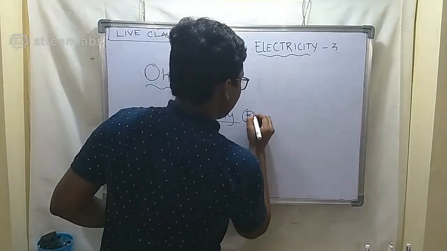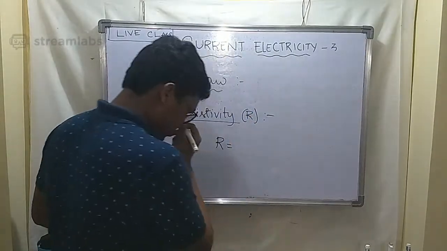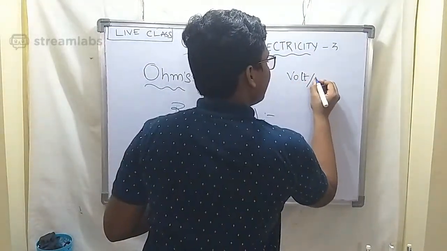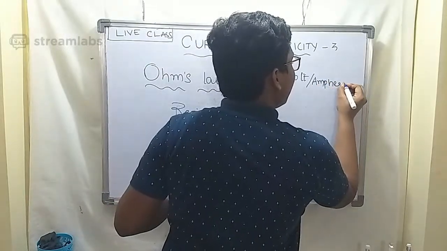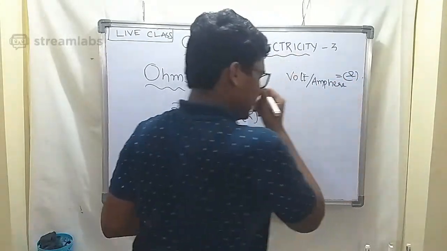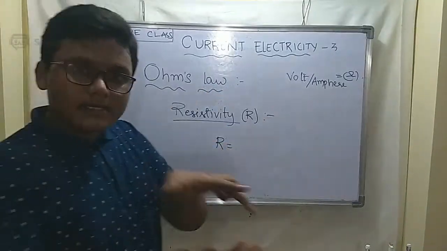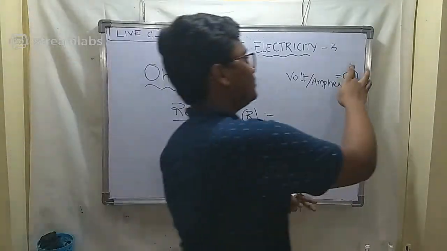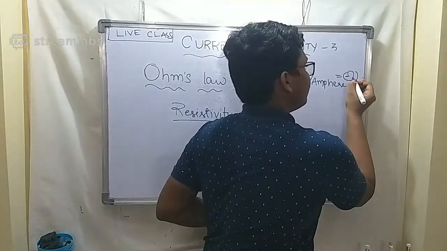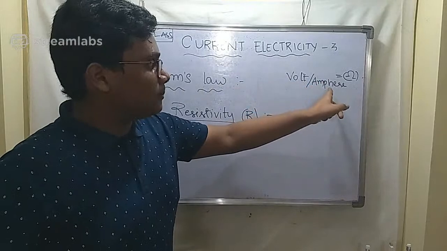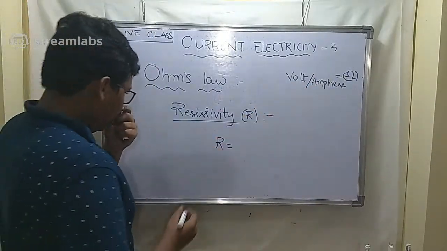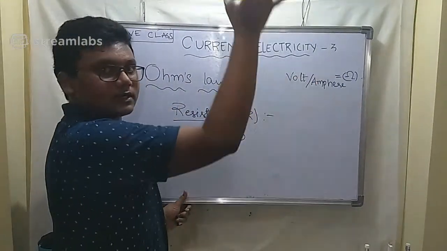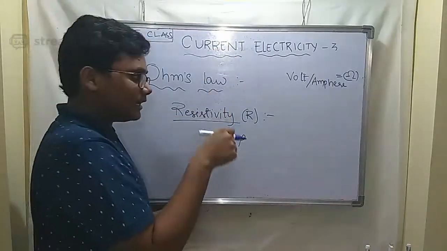And now about resistance. Ohm's law: R is equal to V by I, and the unit is volt per ampere, which is equal to ohm. You learned this in 10th class, parallel resistors and so on. 1 volt per 1 ampere is 1 ohm. That is for Ohm's law, which we have already derived: V is equal to I R.